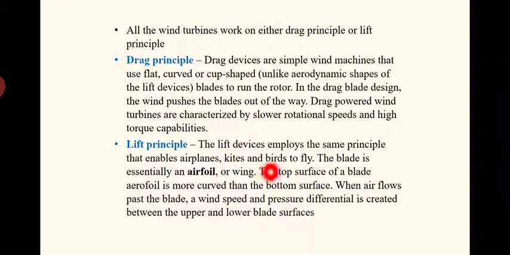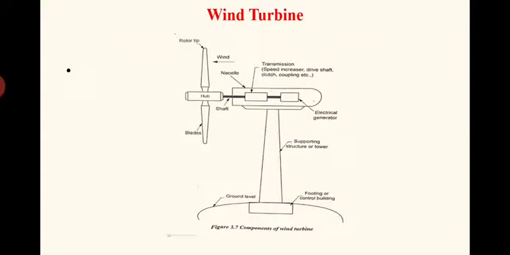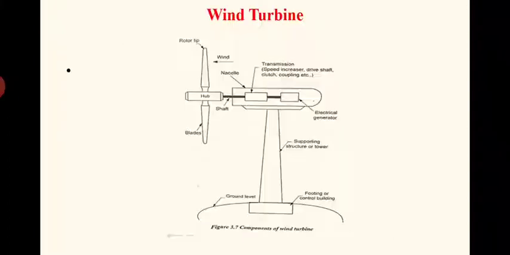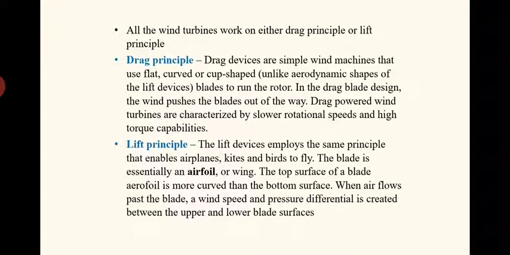Coming to the lift principle, the lift devices employ the same principle that enables airplanes, kites and birds to fly. The blade is essentially an airfoil or wing. The top surface of the blade airfoil is more curved than the bottom surface. When the air flows past the blade, a wind speed and pressure difference is created between the upper and lower blade surfaces. I have already explained what lift is. Based on this, the wind turbines are classified as wind turbines working on lift force as well as wind turbines working on drag force. Also, based on the axis of the wind turbine, we can classify it as vertical axis wind turbine and horizontal axis wind turbine.